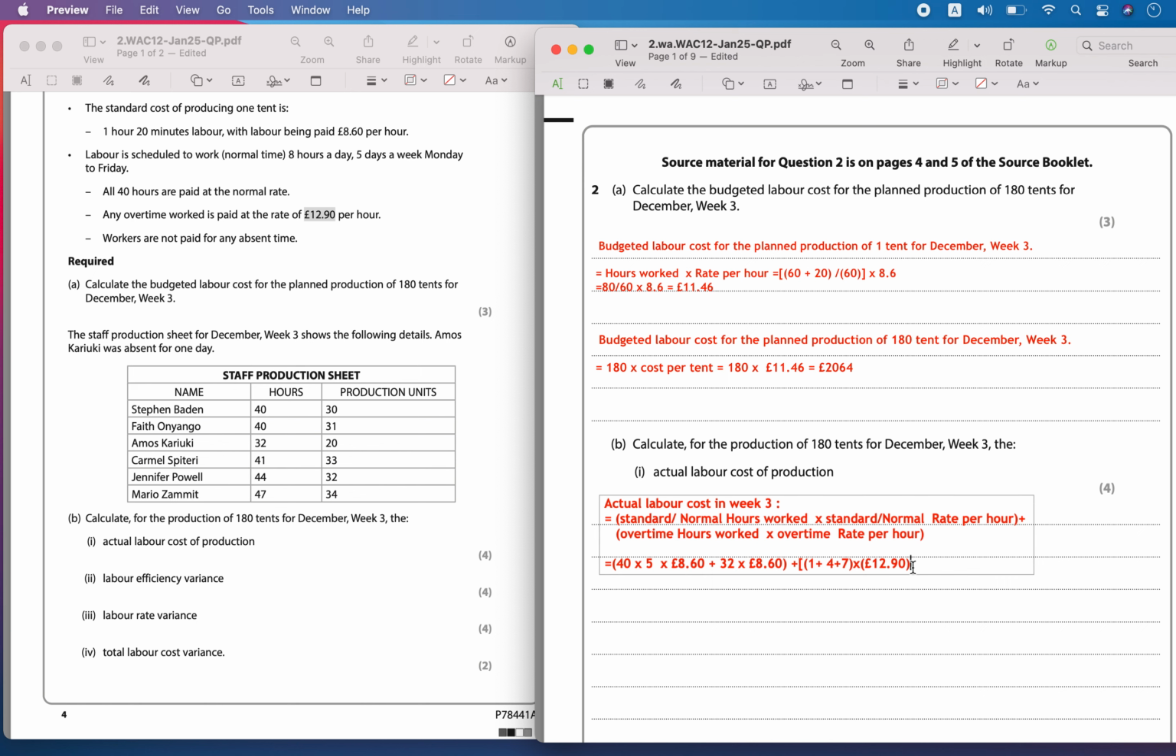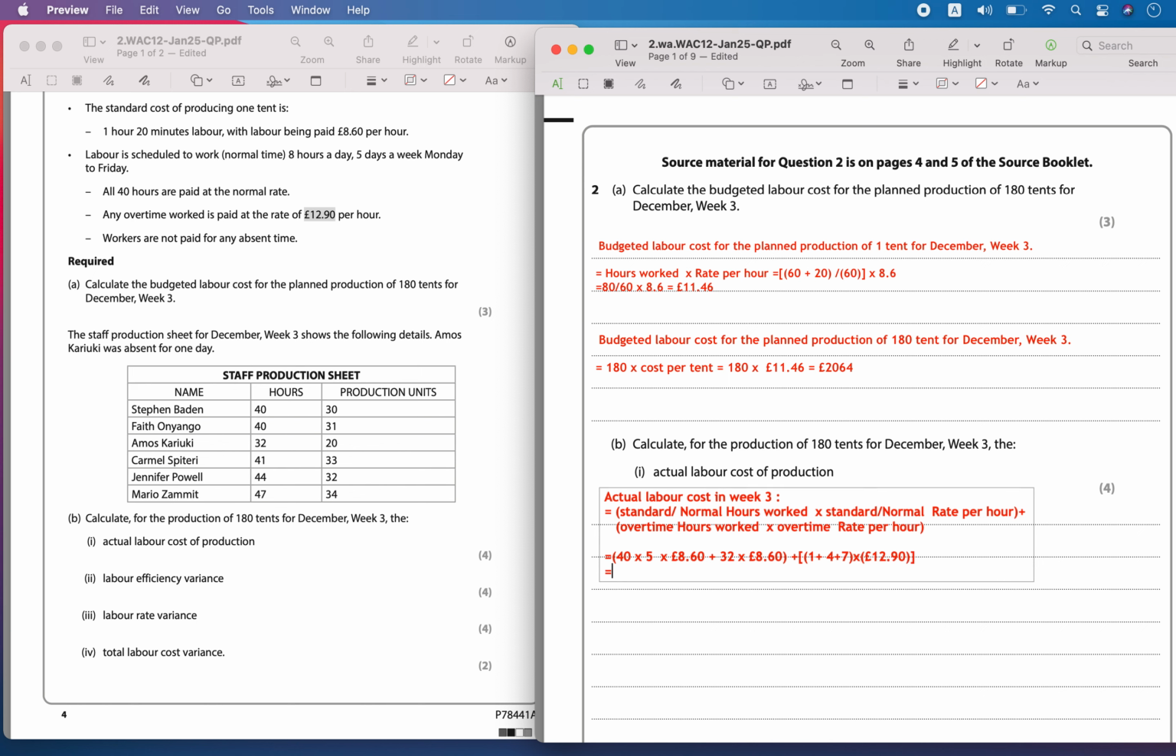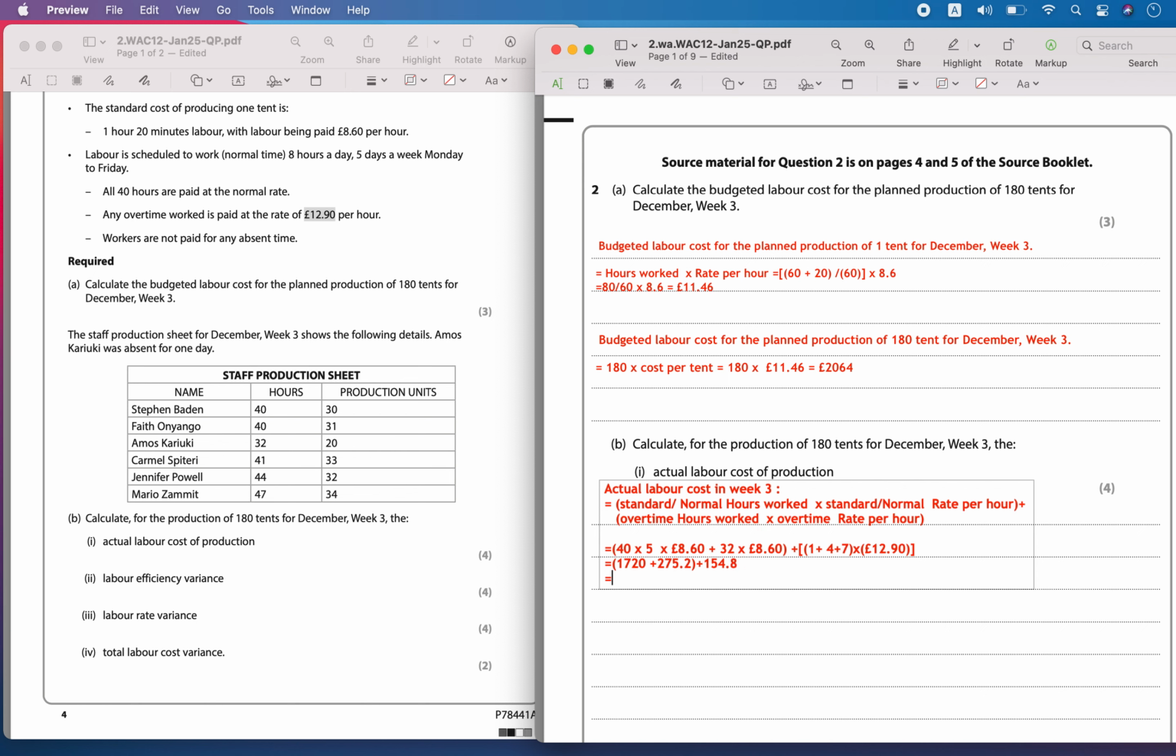So the extra overtime working is also considered. Now let's calculate these values. So 40 times 5 times 8.6 is equal to 1720. Plus we have 32 times 8.6, which is equal to 275.2. And then we have the other part: 1 plus 4 plus 7, paid at the rate of 12.9, so that is 154.8.